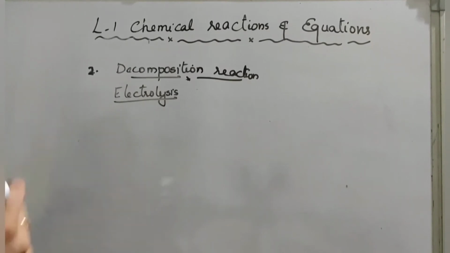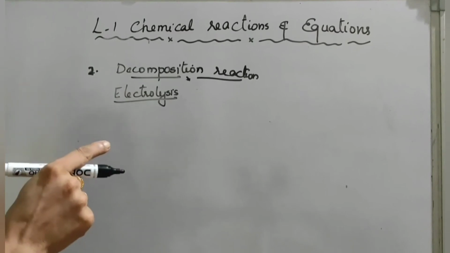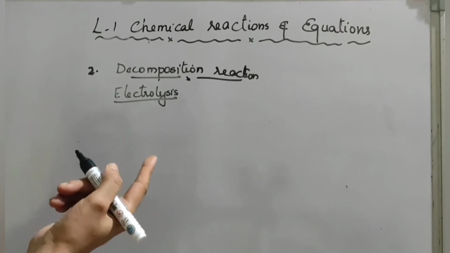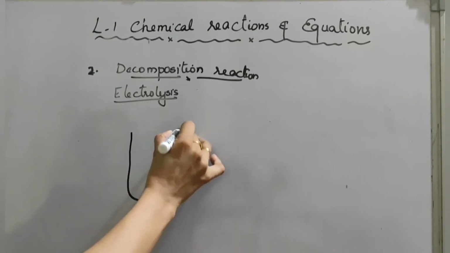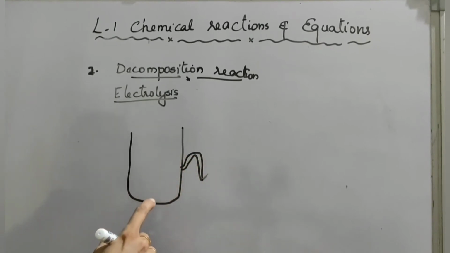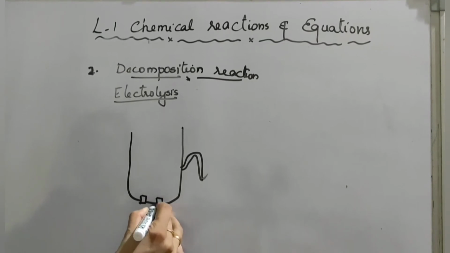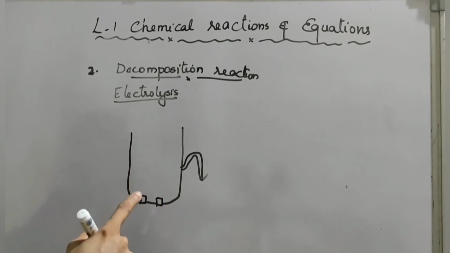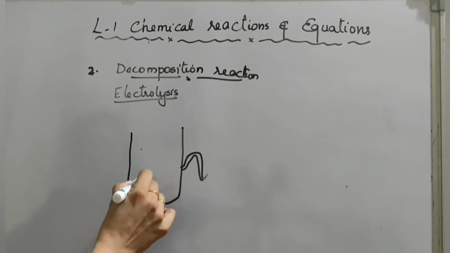The second decomposition reaction is electrolysis. What is electrolysis? Energy supplied in the form of electricity. Let's perform an activity. Take a plastic mug, drill 2 holes at the base. Now fit rubber corks in these 2 holes. Next, insert carbon rods in these rubber cork stoppers, as the 2 carbon electrodes we need.